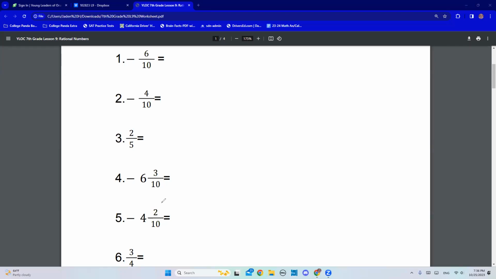So for this, let's first convert this mixed number into an improper fraction. Well, 4, we would multiply 4 by the denominator and then add 2. So 4 times 10 is 40 plus 2 is 42. So negative 42 over 10. So now let's divide the numerator by the denominator.